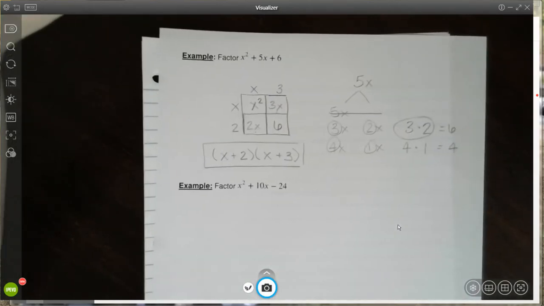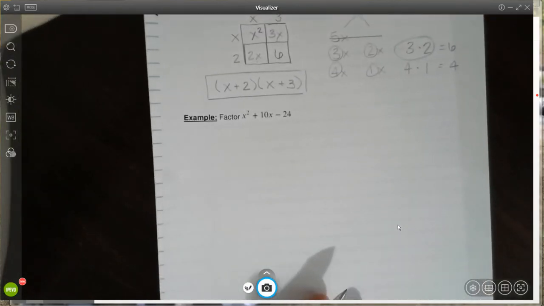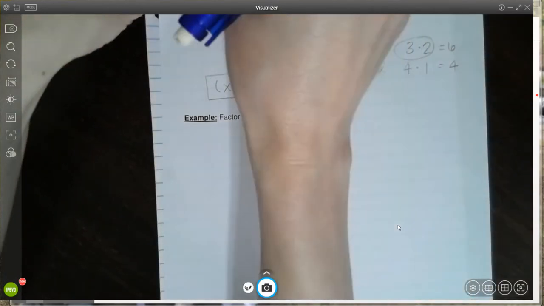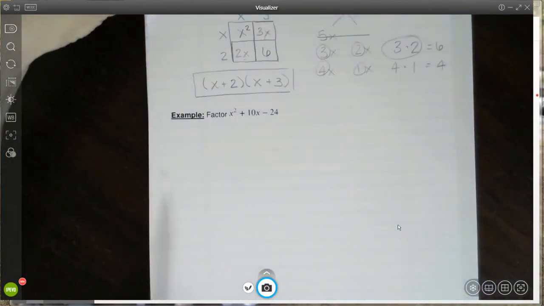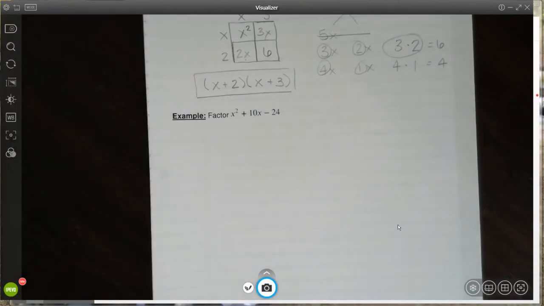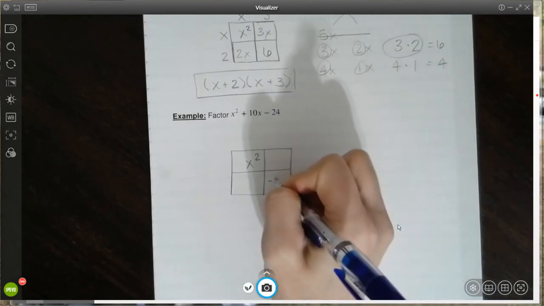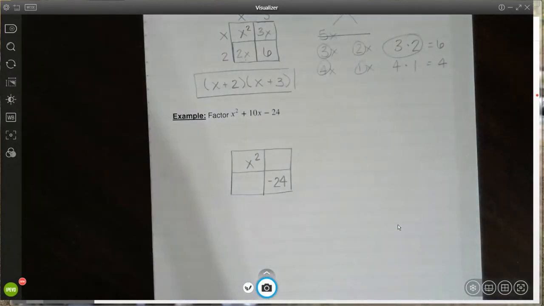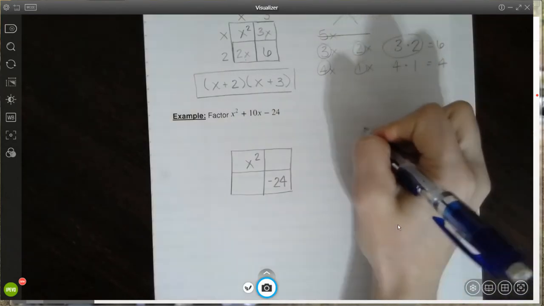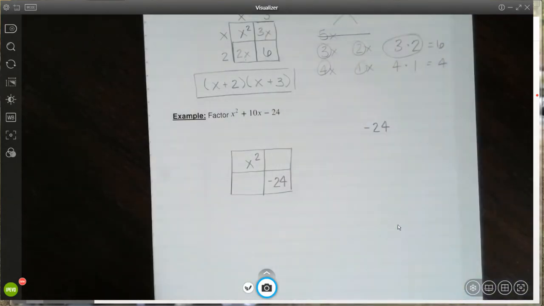I have one more that we're going to do. And the reason we're going to do this one is there is a negative. And I'm going to give you a little bit different approach here, because again, I want you to have all possibilities in your brain. So I'm still going to start with the box, and I'm going to put x squared and negative 24 where they go. So I have x squared in my top left corner, and I have negative 24 in the bottom right corner. What I'm going to do here is I'm actually going to work with negative 24 first.